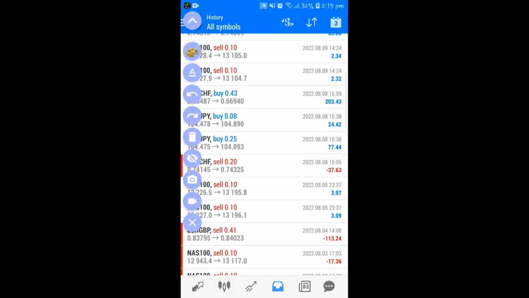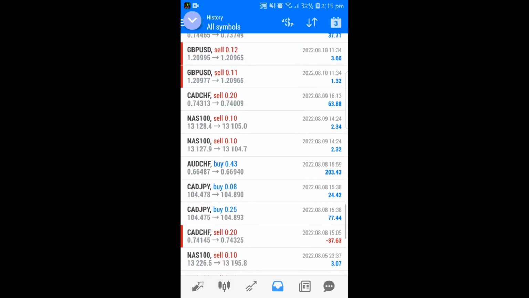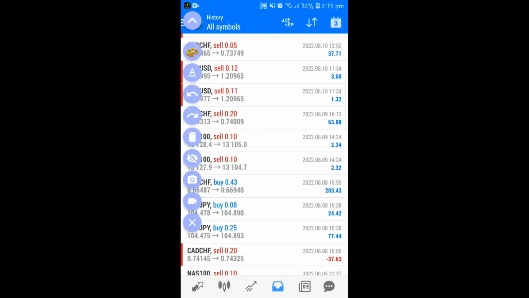As you can see, I was actually able to make a clean 2%, almost 2.09. So I'd actually recovered. Okay, so let's carry on. It came down, and this is the CAD CHF I was talking about. You can see I was able to recover this loss of $37, and then I made twice. Then I closed it off.